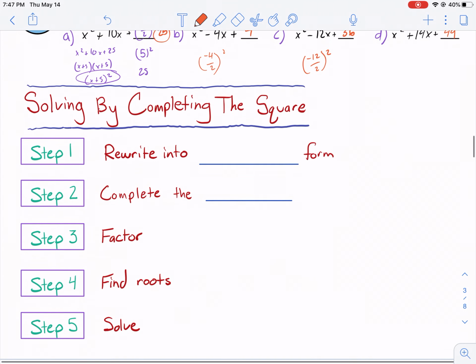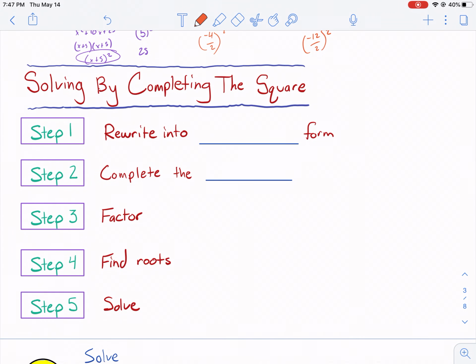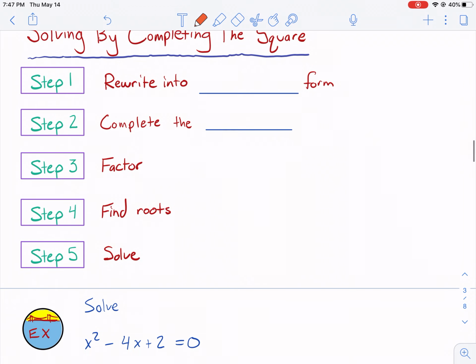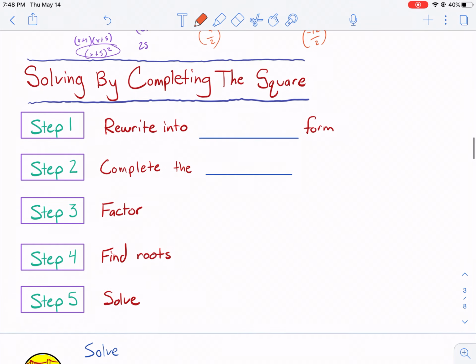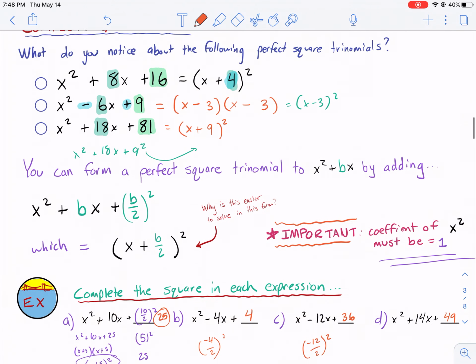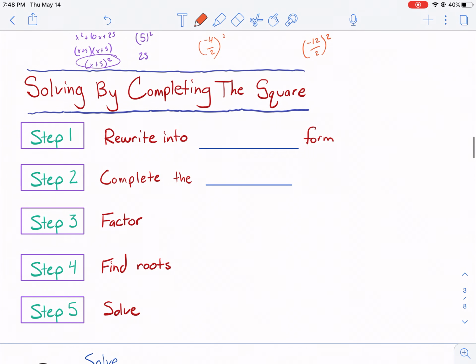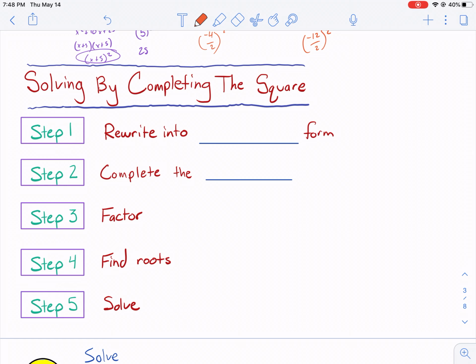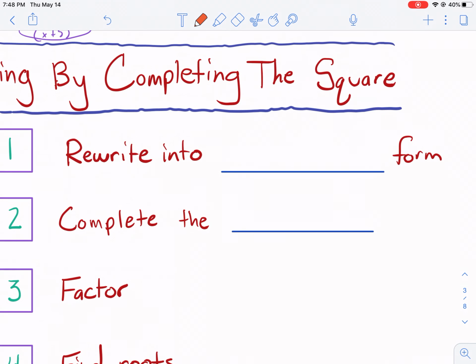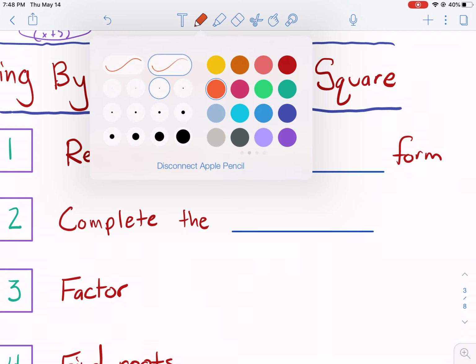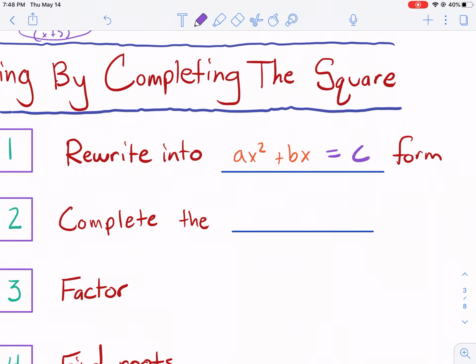Why is this important? Because we are going to use this to solve problems that normally can't be solved using traditional methods. This is like the first step into getting things factored and finding the values of x for quadratics. So step 1, rewrite into ax squared plus bx equals c.